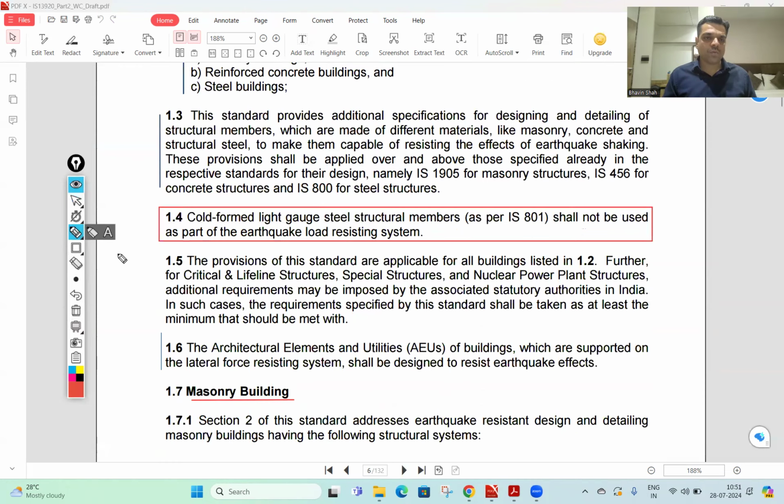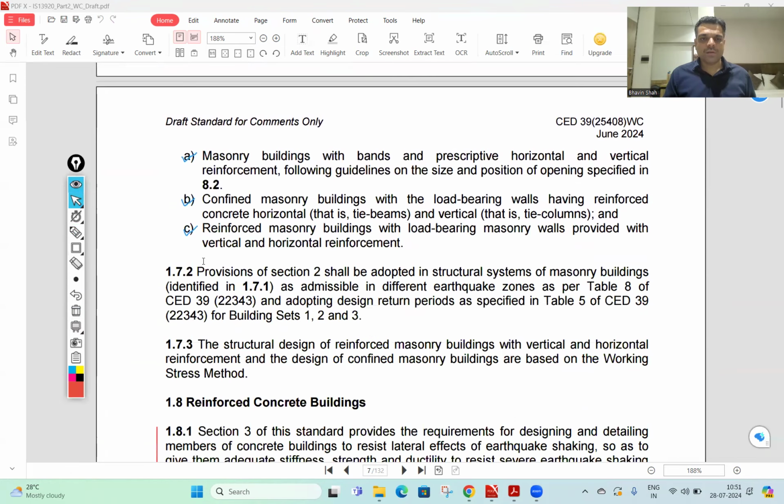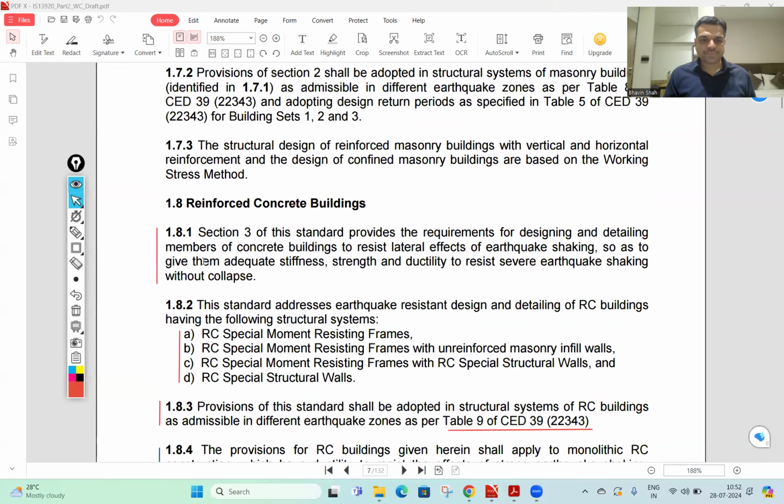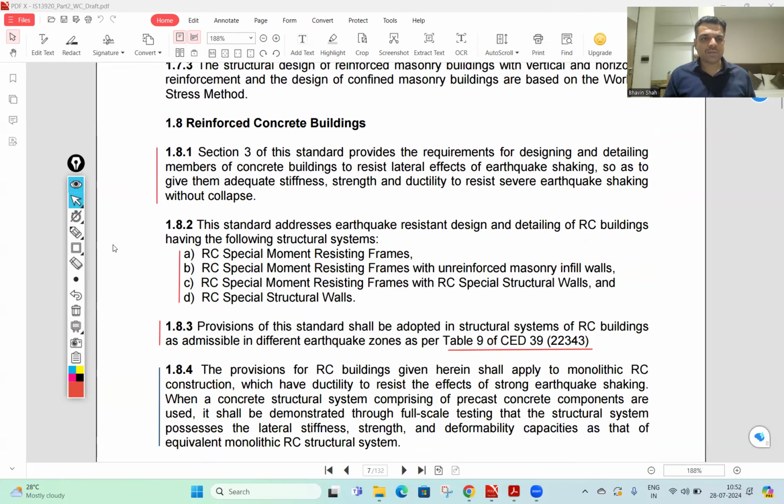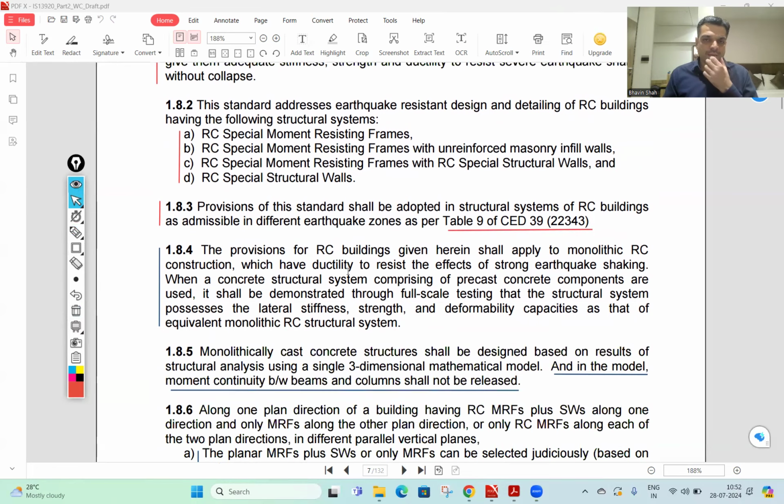Here it says that cold-formed light gauge steel structure members shall not be used as part of the earthquake load resisting system. So we cannot use the cold-formed light gauge members. This is the statement made in this part. For the reinforced concrete buildings, these are the different frames or systems which we are providing. Again, we can see everywhere the reference is given to the CED 39-22343, which is again a draft document. It is not published yet.